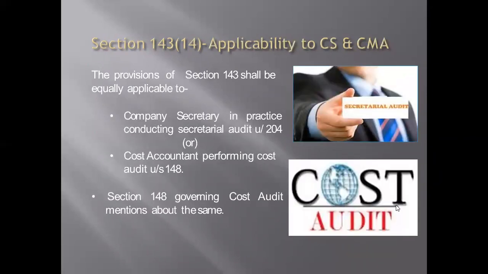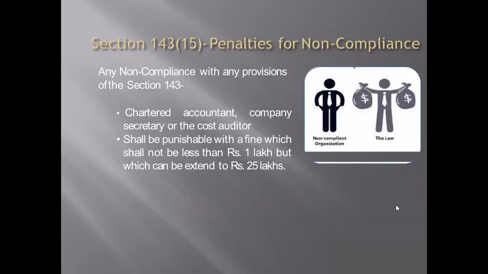Now, this is also the applicability to the CS and CMA, meaning the chartered accountant, the cost accountant and the company secretary. Now there are penalties. For any non-compliance with any provisions, the CA, the CS, and the cost auditor shall be punishable with a fine which shall not be less than rupees 1 lakh, but which can extend to rupees 25 lakhs, and under the new criminal law there can be imprisonment and cancellation of the registration of the person.